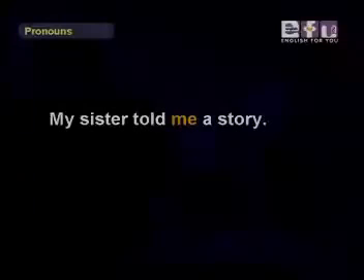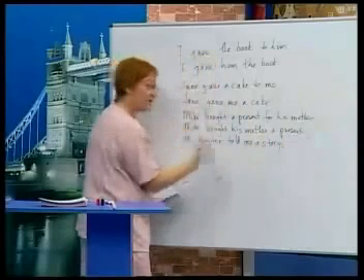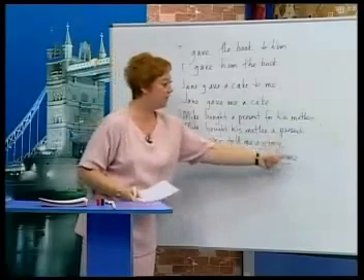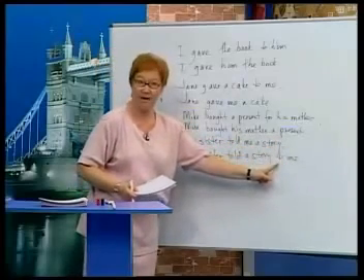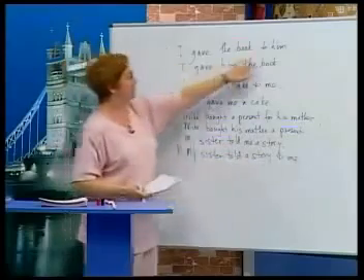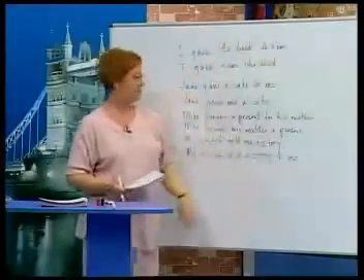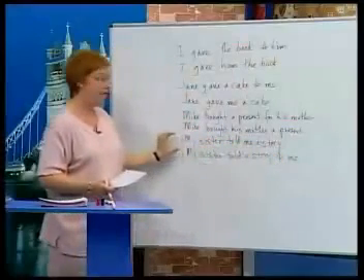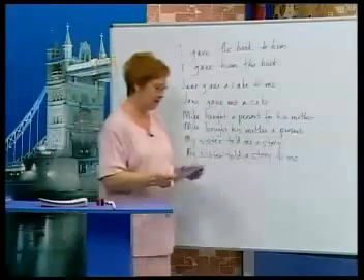And finally, my sister told me a story. Now this one is going to go the other way. Here's me, my sister told a story to me. Okay, so we take out "me," we move it here, and we put in "to." So you can see when we move it, we take out "to" or "for." When we move it this way, we put in "to" or "for." Same meaning. The meaning doesn't change.